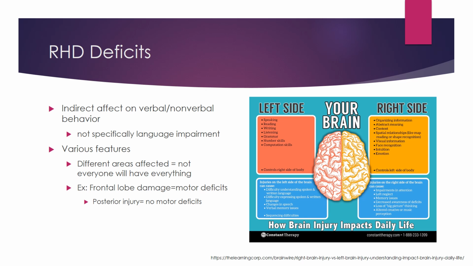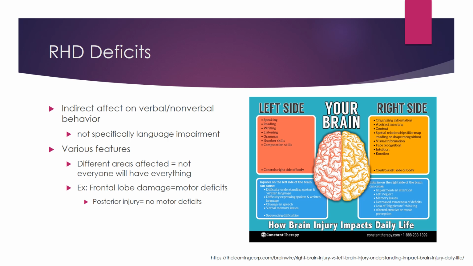So the deficits for right hemisphere disorder really depend on the area that's damaged. Remember we talked about the different functions of the lobes. Well, if it was damage to the frontal lobe, they're going to have more motor deficits. If it's damage to the parietal lobe, they're going to have more sensory deficits. If it's damage to the occipital lobe, they're going to have more difficulty with vision. And so overall, remember that it doesn't specifically result in a language impairment, but it can affect language use or the ability to communicate overall.